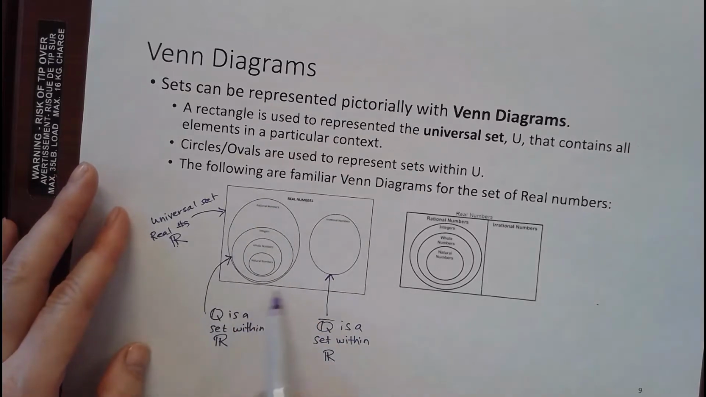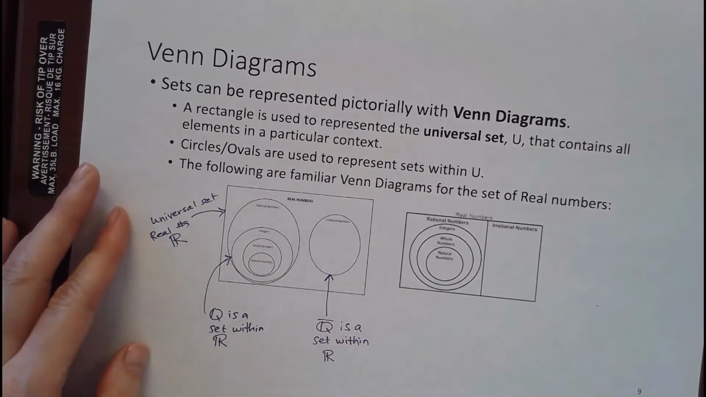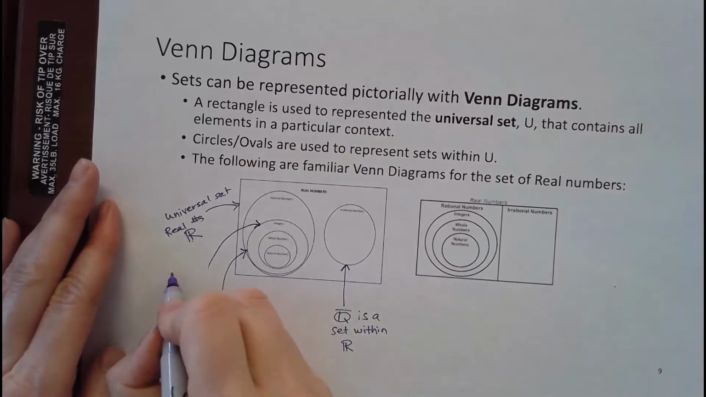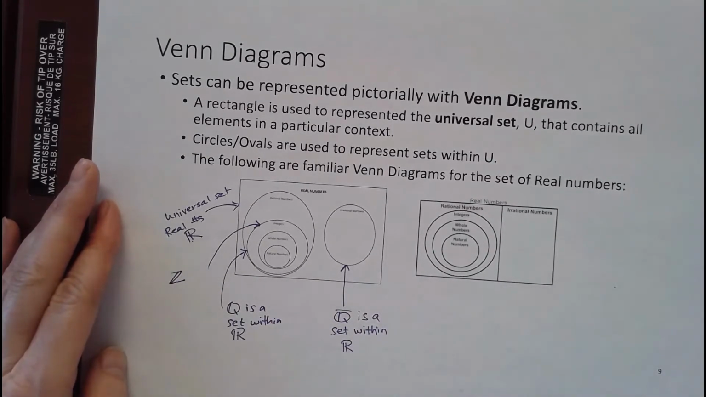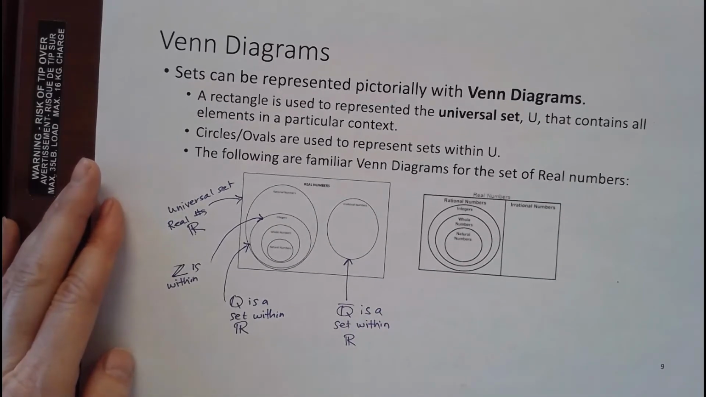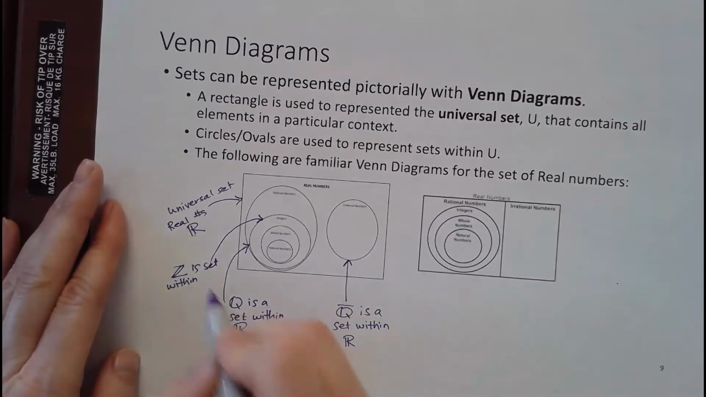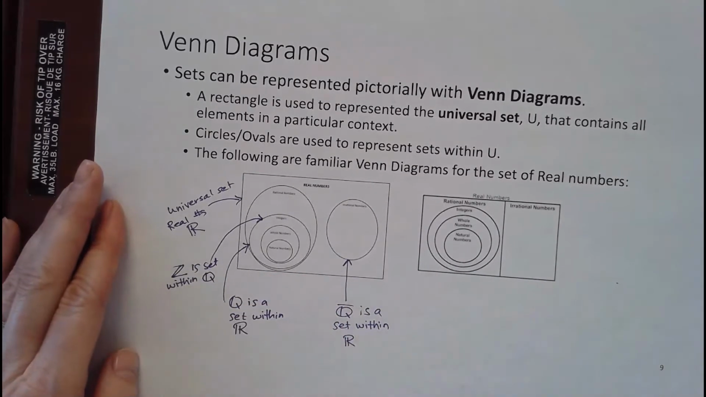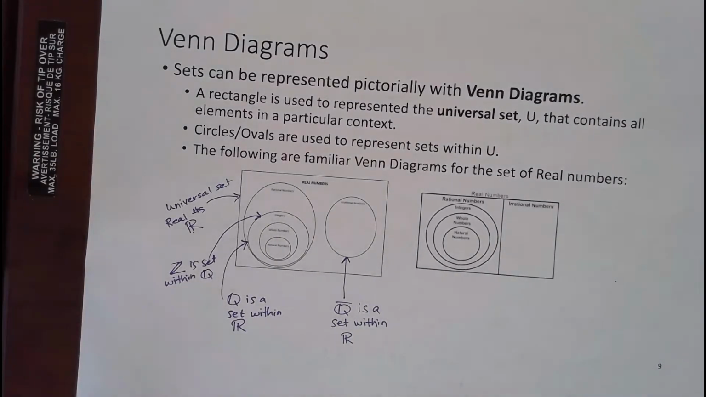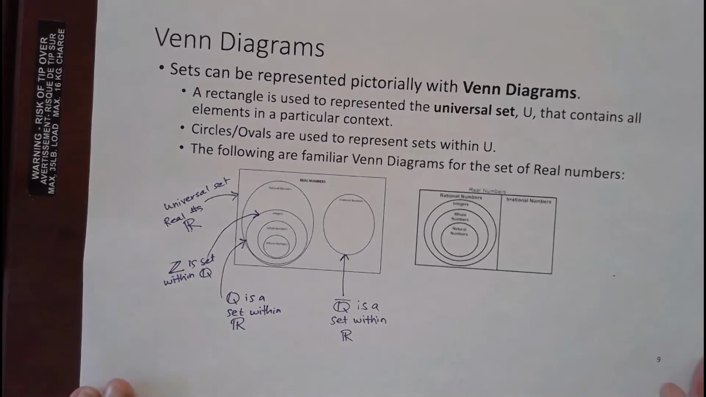Now within the rational numbers, there are other sets. If I look at this one, for example, that one's labeled integers. That tells us that the set of integers is within, and if you look outside of it at what contains it, that's the rational numbers. So the integers are a set within the rational numbers. And we could go down and interpret the others as well. I'm sure you've seen that kind of picture before.